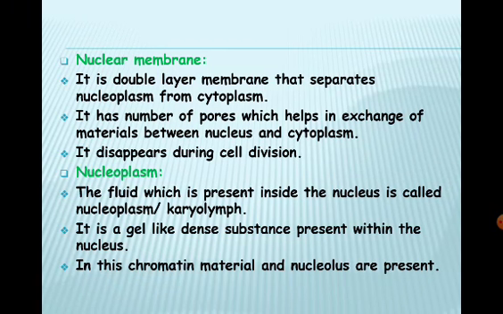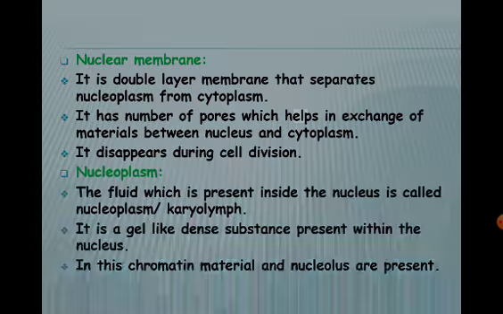Then let's see the nucleoplasm. The fluid present inside the nucleus is called nucleoplasm, or sometimes karyolymph. It is a gel-like dense substance present within the nucleus. Nucleoplasm contains chromatin material and nucleolus.